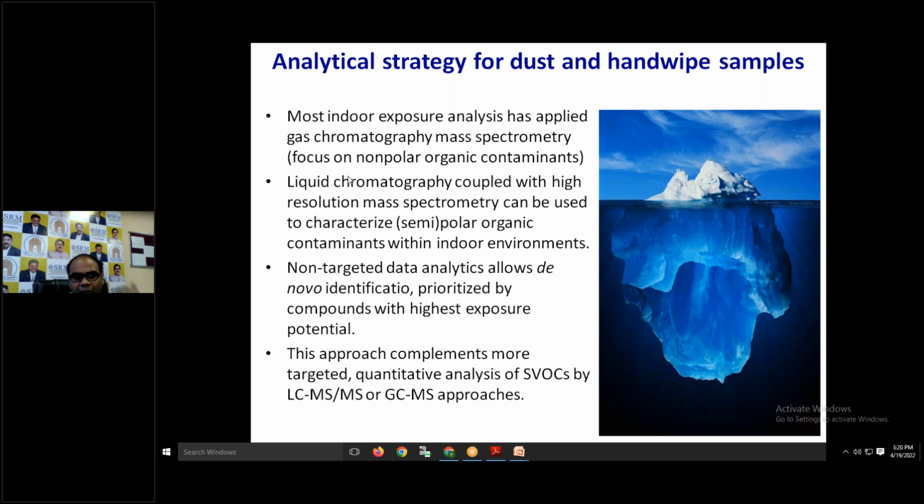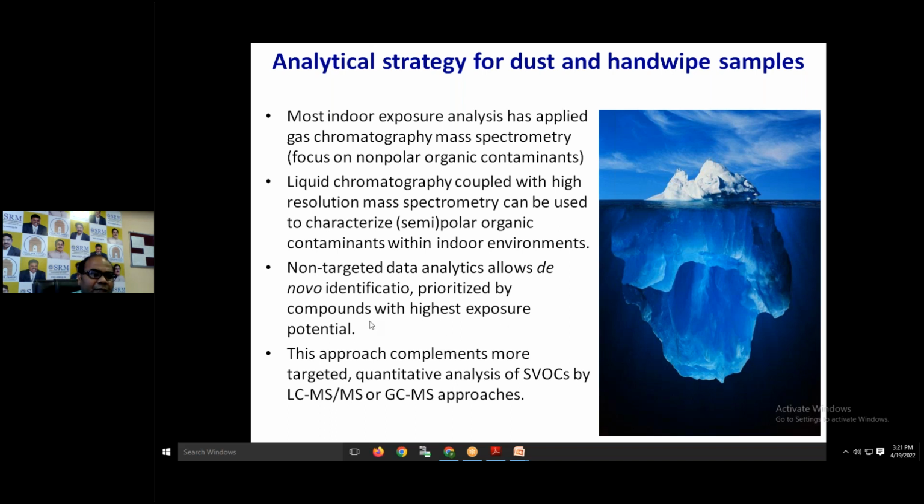You can see here most indoor exposure analysis has applied gas chromatography mass spectroscopy, focusing on non-polar organic contaminants. Generally we use GCMS for non-polar organic contaminants, and liquid chromatography coupled with HRMS, your LC-HRMS, we use for characterizing semi-polar organic contaminants.